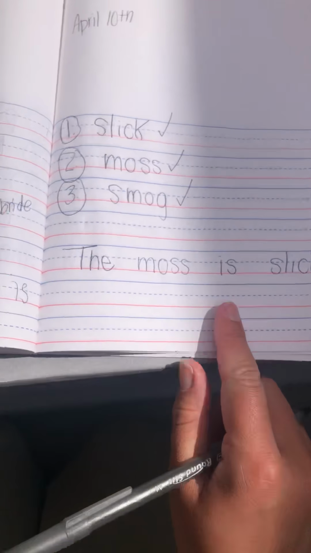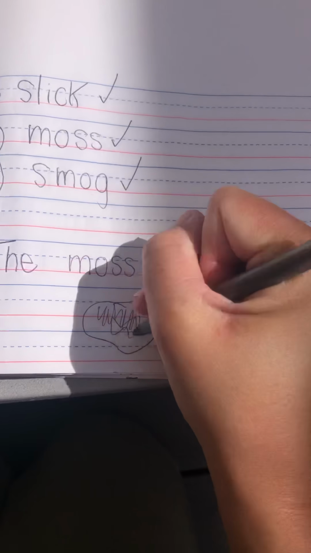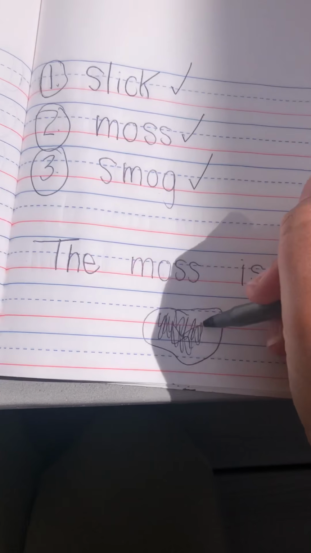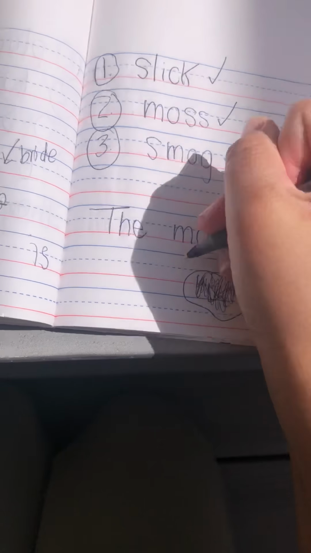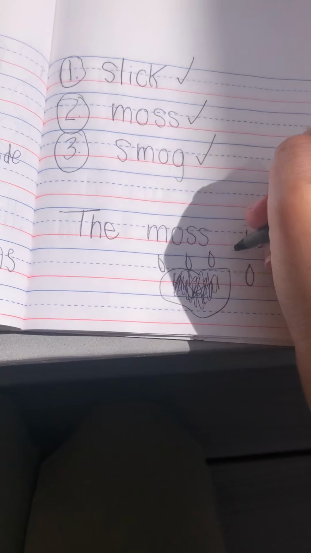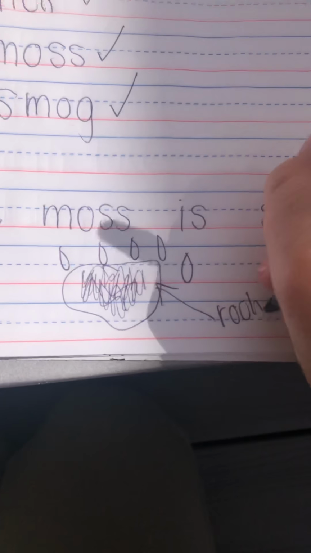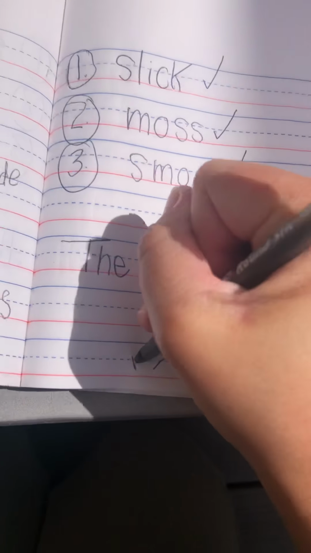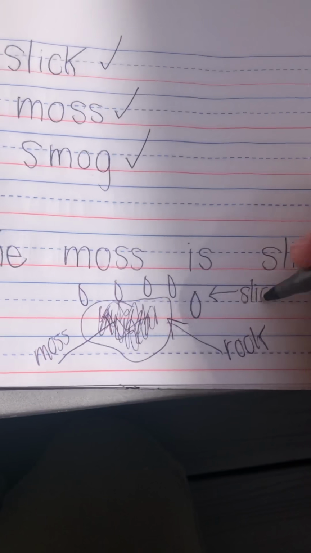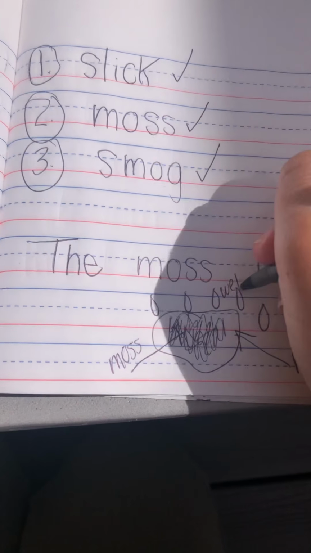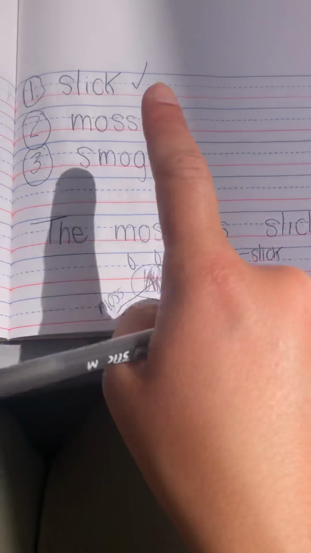The moss is slick. I'm gonna draw a rock with that green moss on it. You can go back to words to read to see an actual picture of moss. And then maybe I'll draw some raindrops. That's why it's slick. All right, let's go ahead and label a rock maybe, moss, and slick. I could even write wet. All right, I labeled my picture. I wrote my complete sentence and my words.